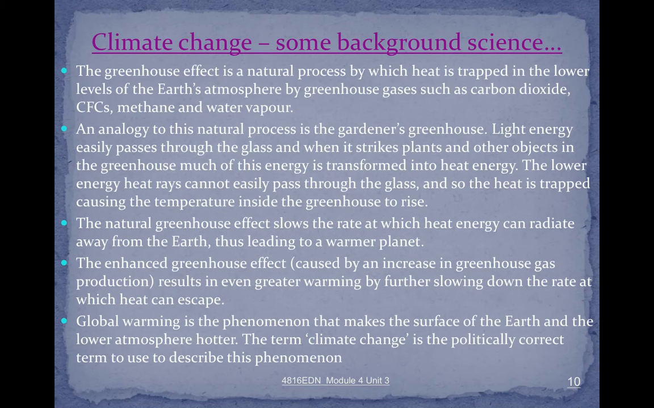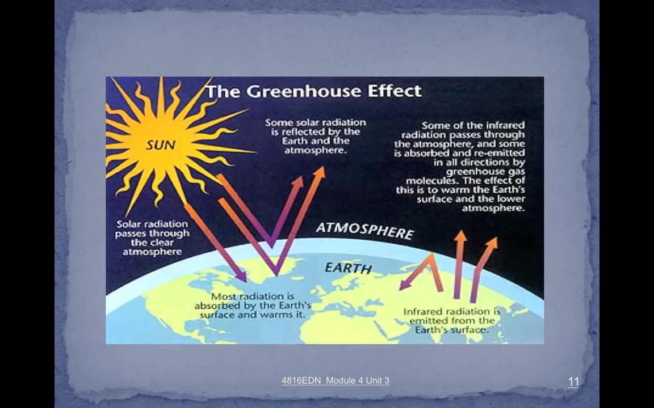All right, so important to understand the difference. Natural is good. Natural is the process that we need on Earth, but enhanced is when we put more of these gases in artificially, and we're slowing down that rate of heat escape even more. And here's just a little figure that shows that process.